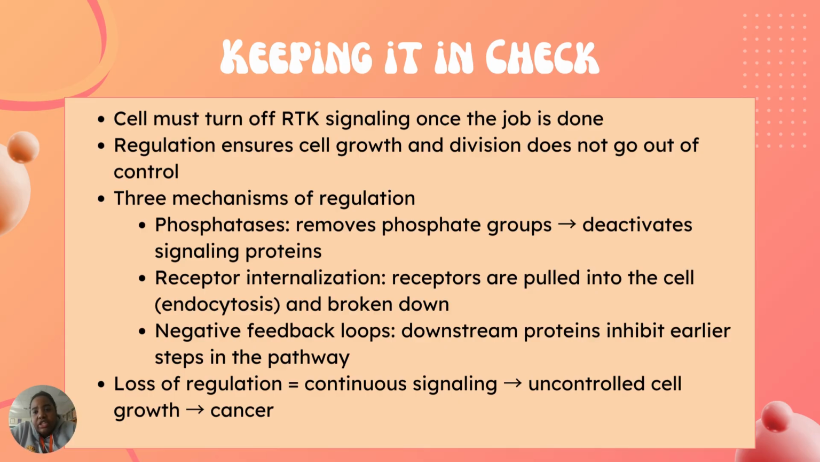So let's keep it in check. On this journey, we have seen RTK being activated and leading to the phosphorylation cascade. Now we can see how the cell keeps this powerful process under control. If these pathways never turn off, cells could grow indefinitely, leading to diseases like cancer. In science, balance is everything.